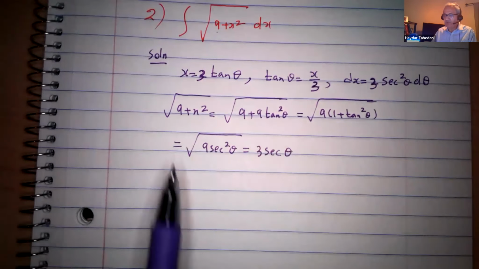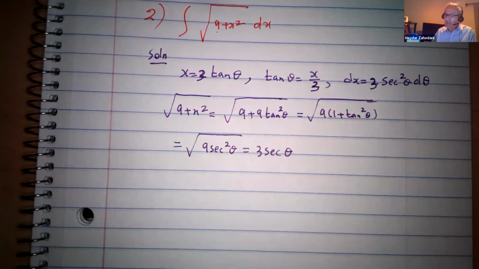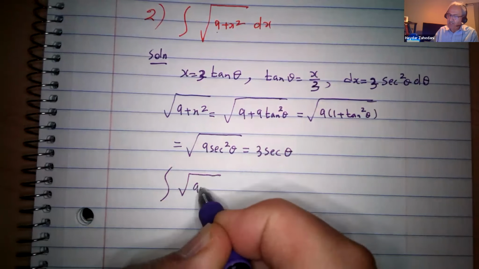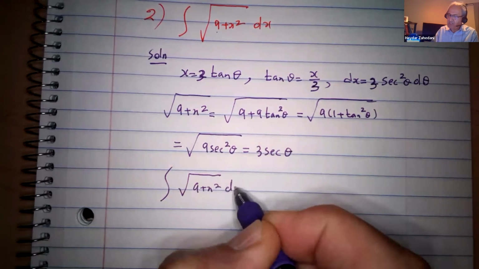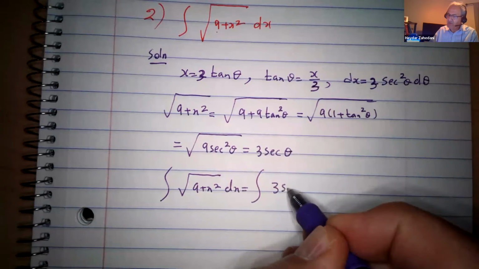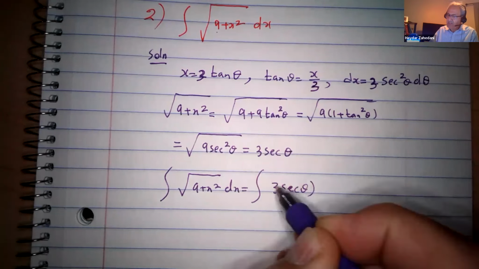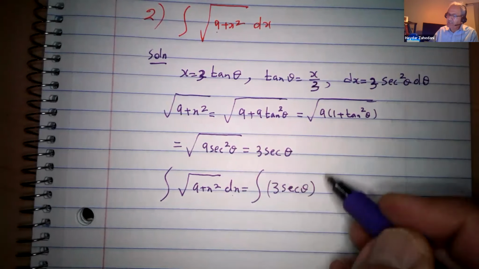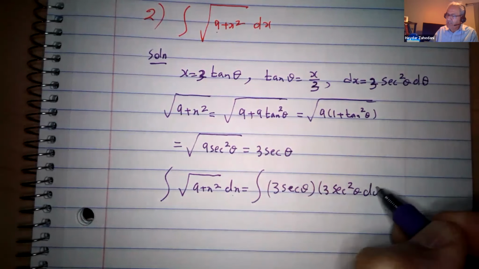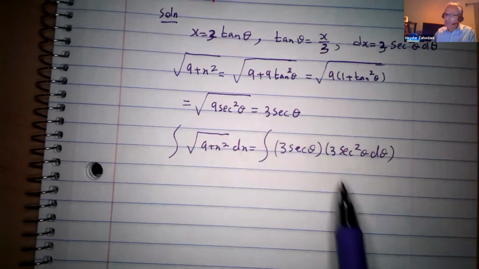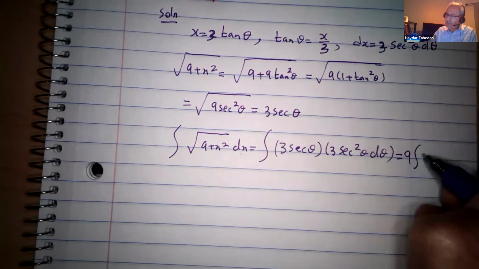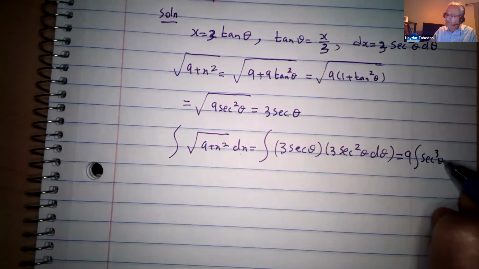Okay, so that would be this radical part. Then you go back and substitute. Originally you had the integral of the square root of 9 plus x squared dx. You substitute: the radical is 3 secant theta, times dx, and dx is 3 secant squared theta d theta. As you can see, you end up with secant cubed. 3 times 3 would be 9, so it's going to be 9 times the integral of secant cubed theta d theta.